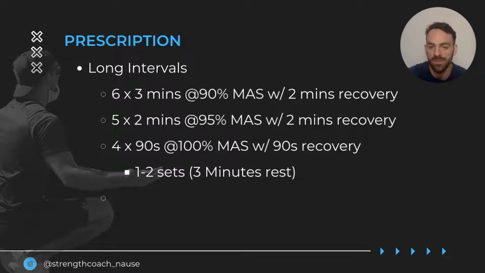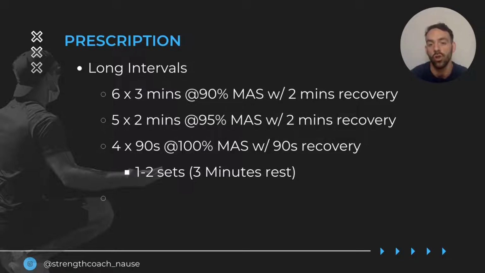The other method that you can use, which I quite like, are the long intervals. Now I put these in there as what I would say are the top levels. So 6 times 3 minutes at 90%, with 2 minutes rest between each 3 minutes, or you can do 5 by 2 minutes or 4 by 90 seconds. And you're looking to complete 2 sets of that. So it'd be 6 sets of 3 minutes with 2 minutes rest, and then do a second set of 6 times 3 minutes.